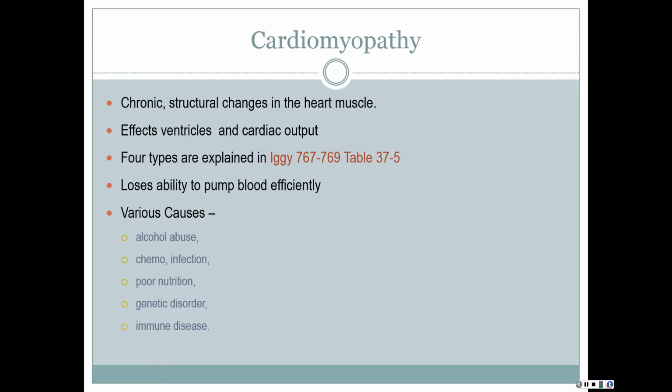So what happens? We said that the heart muscle itself has some changes. It's not able to do its job. We start seeing cardiac output fail, and essentially the heart loses its ability to pump blood as it should. A lot of different causes, probably some are even unknown, but high on the list are alcohol abuse, chemo, infections, people that are poorly nourished. There's also a genetic disorder, and the immune system attacking things like lupus and that kind of thing. So a lot of different reasons, but high on the list: alcohol abuse, chemo, and infections. Okay.